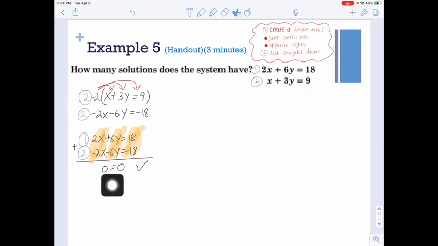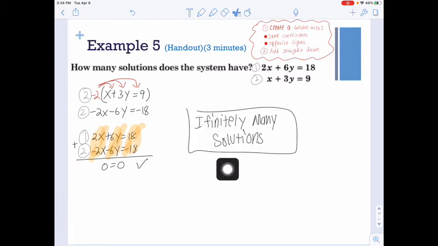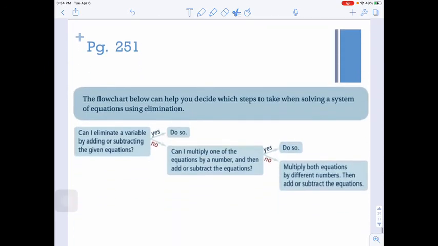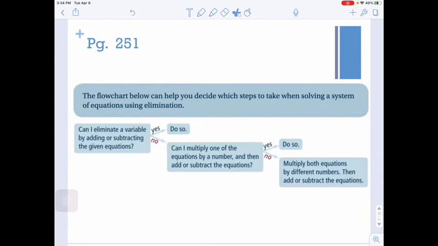This is what we call an identity. 0 does indeed equal 0. Therefore, example 5 has infinitely many solutions. The work for this problem is written out on the next slide. And then we have a flowchart on page 251.